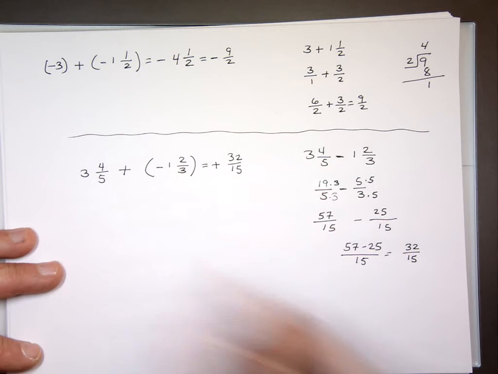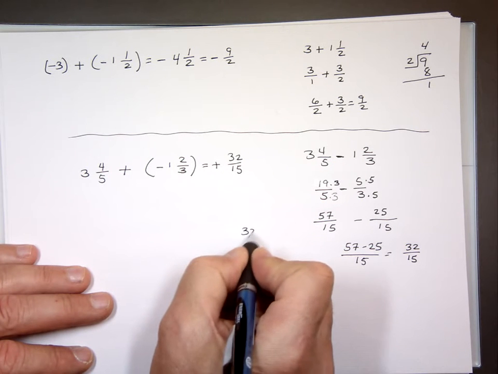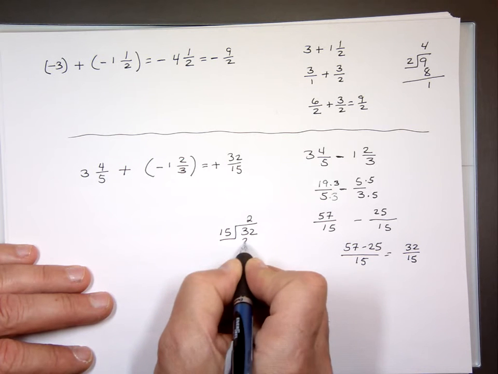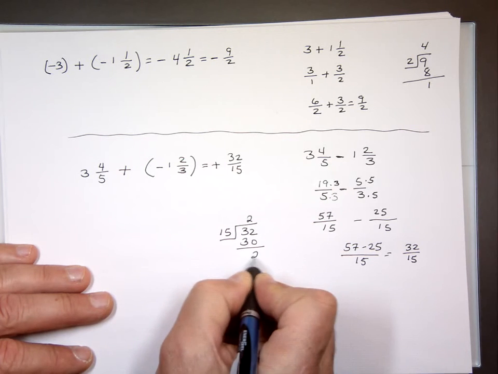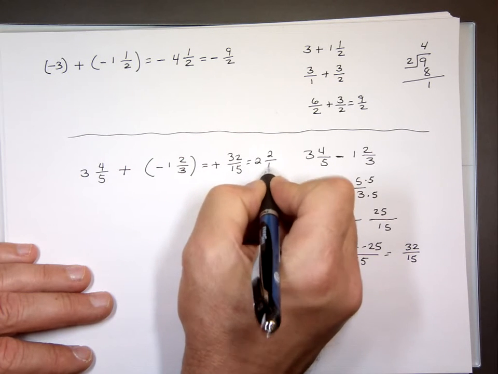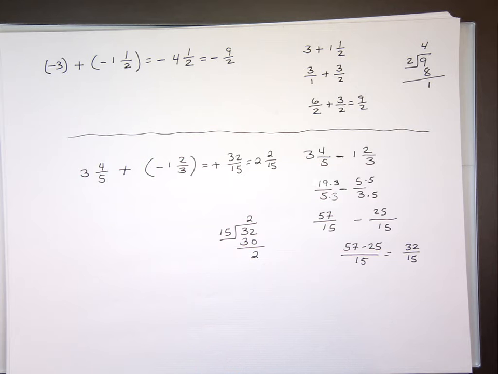If you want to divide that, 2 times 15, which is what? 30. What's the remainder? 2. That's 2 and 2/15. It's a plus. Why? Because the bigger number is positive.